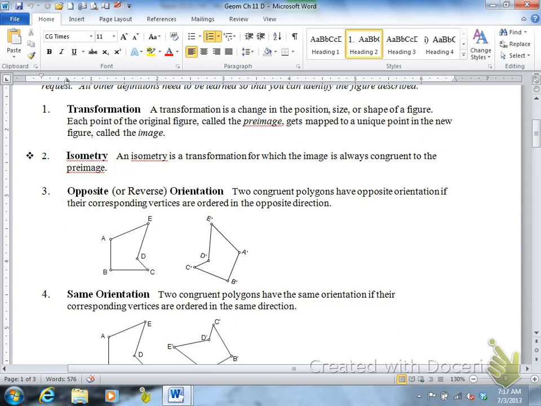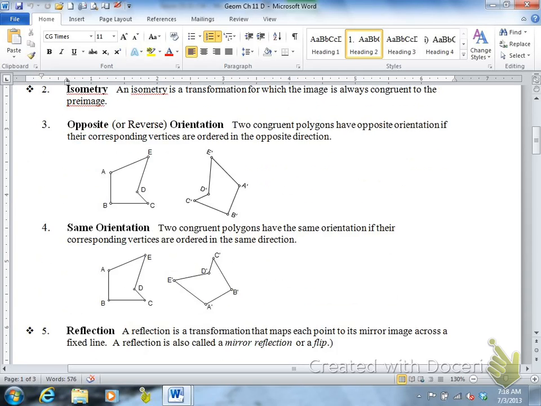Isometry is a transformation for which the image is always congruent to the pre-image. And the majority of transformations we'll see in this chapter are isometric, the adjective. Isometric meaning it's congruent to itself. The only way it wouldn't be congruent to itself is if it changed size or shape. If it got bigger than it was, it's not congruent. It's similar but not congruent.